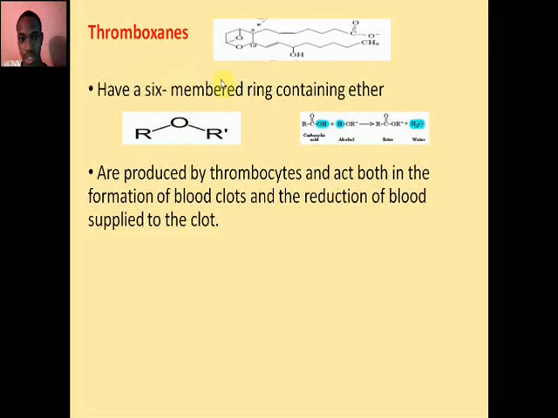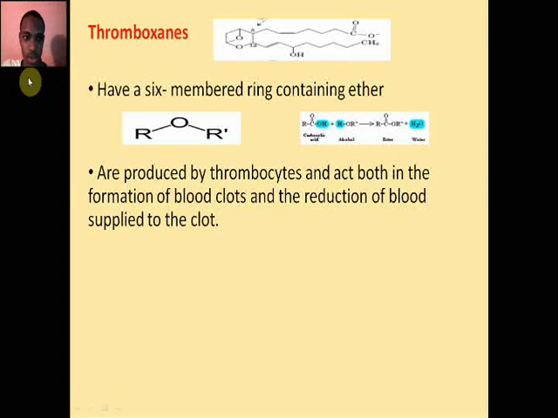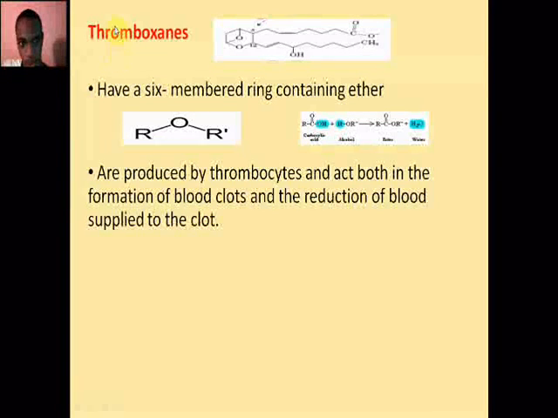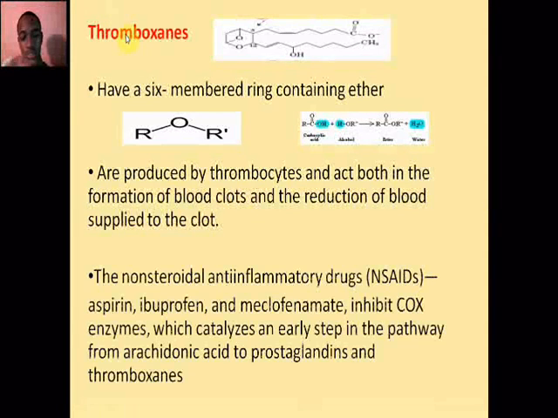Thromboxanes have a 6-membered ring containing an ether, and they are produced by thrombocytes and act both in the formation of blood clots and the reduction of blood supply to the clot. Here we see thromboxanes, thrombocytes. I forgot to mention it, but prostaglandins got their name because they were first discovered in the prostate gland. So you can see the functions and the structure and the way they were discovered are reflected in their names: prostaglandins, thromboxanes, thrombocytes, etc.